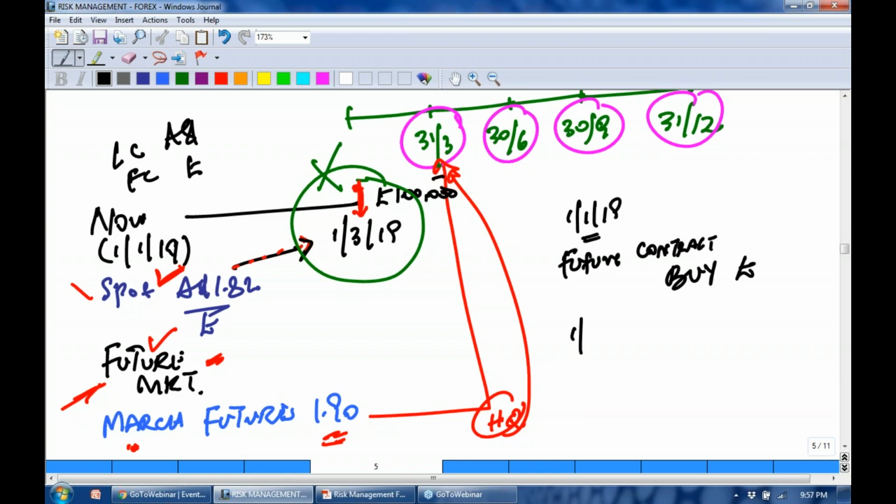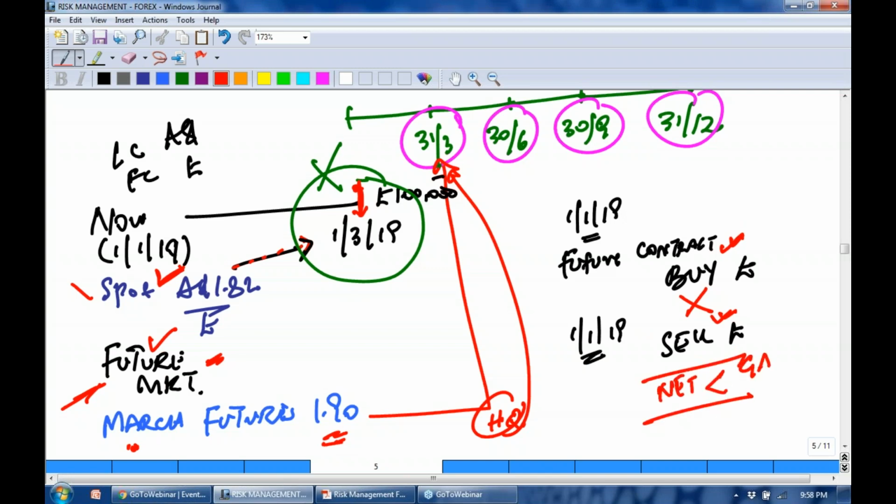On 1st March 2019, I can sell the future contract. Buy and sell sterling, buy will cancel with sell. In reality, I will neither buy any sterling nor sell any sterling, but the net difference is either a gain or a loss.